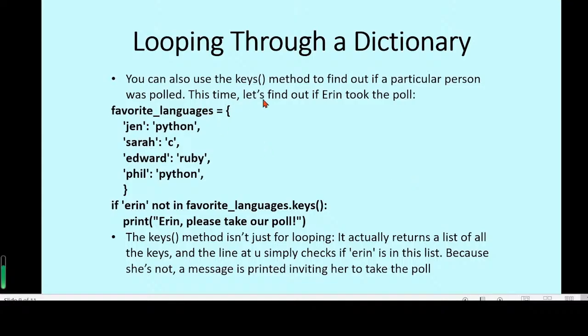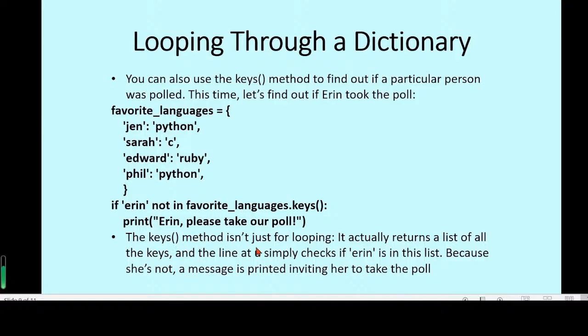And you can also use the keys method to find out if a particular person was polled. So this time, let's find out if Erin took the poll. We produce the same dictionary. Then, if Erin not in favorite_languages.keys(), we use not in. favorite_languages.keys() will return a list of the keys in the dictionary. If Erin is not in it, print: Erin, please take our poll.